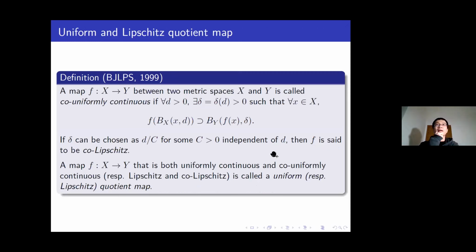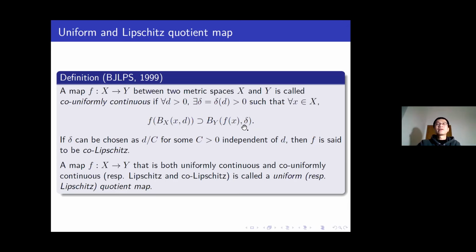The stability of property beta under nonlinear quotient. So I should recall the definition of nonlinear quotients. A map between metric spaces is called co-uniformly continuous if for every d there's delta, so that for every x in the domain space, the image of the ball centered at x with radius d contains fx as an interior point. So it contains the ball with center fx and radius delta.